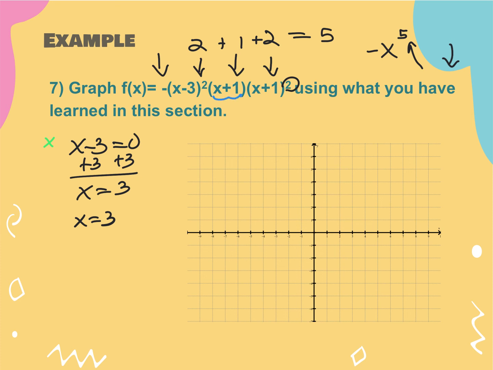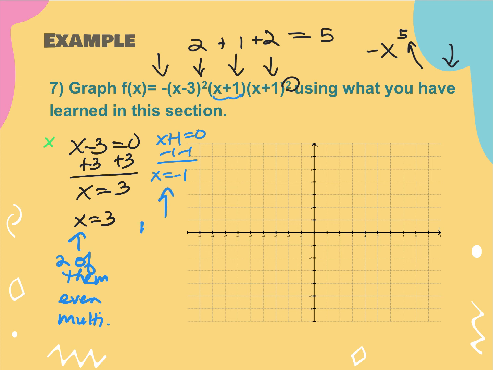Now, let me do the next one. x plus 1 equals 0. x equals -1. This only occurs 1 time. So there's 2 here. So this is 2 of them. So this is even multiplicity. This one, it only occurs once. So 1 time. So it's an odd multiplicity.